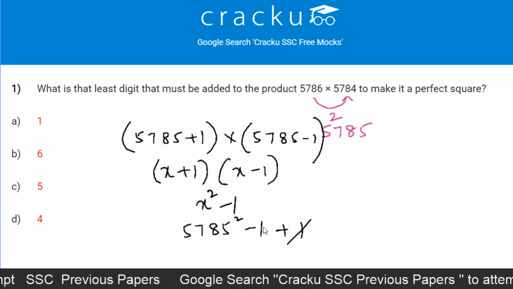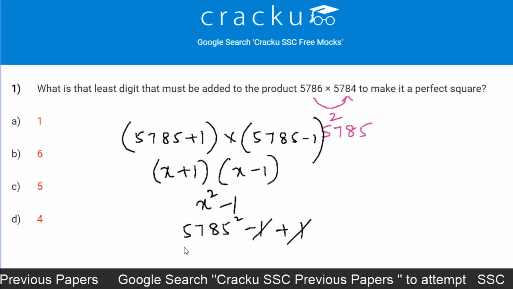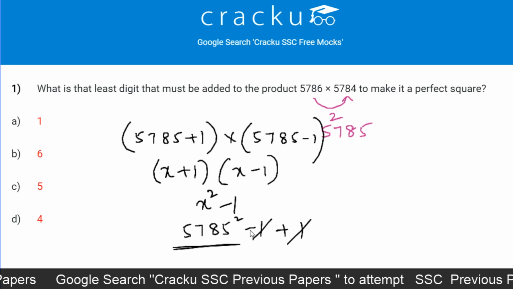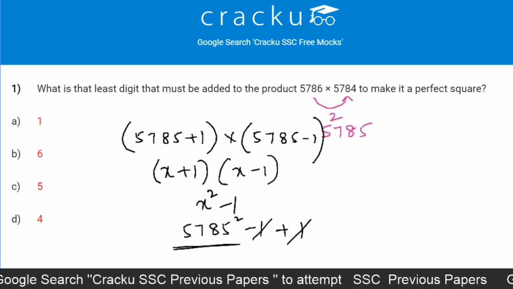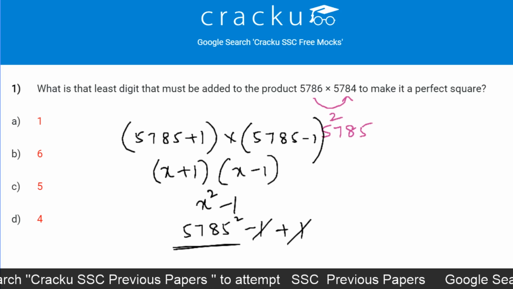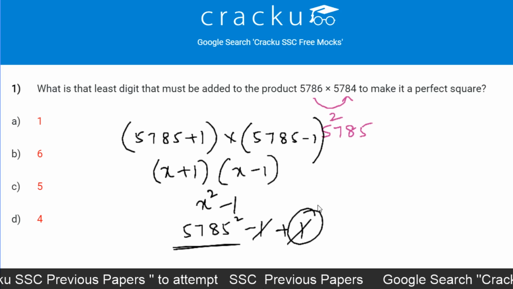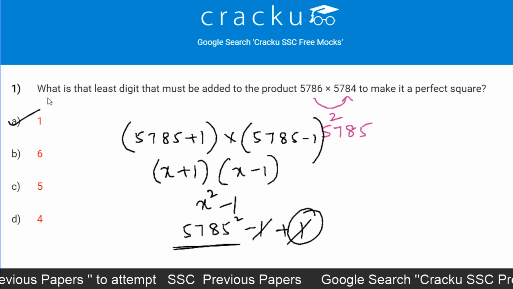If you add 1, this is going to be a perfect square. So the least digit that must be added to the product to make it a perfect square is 1. So the answer is option A for this question.